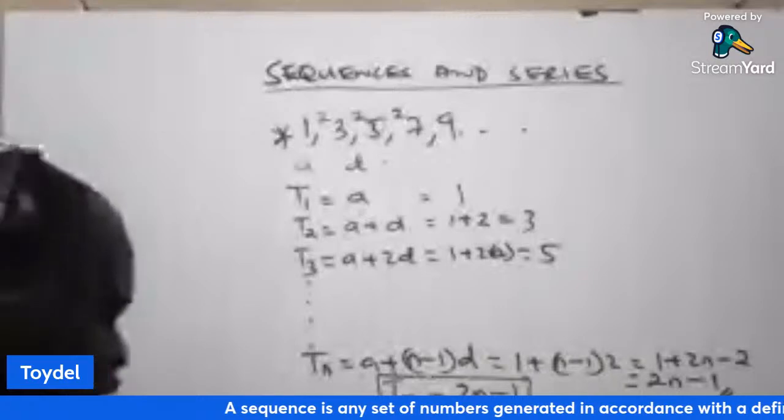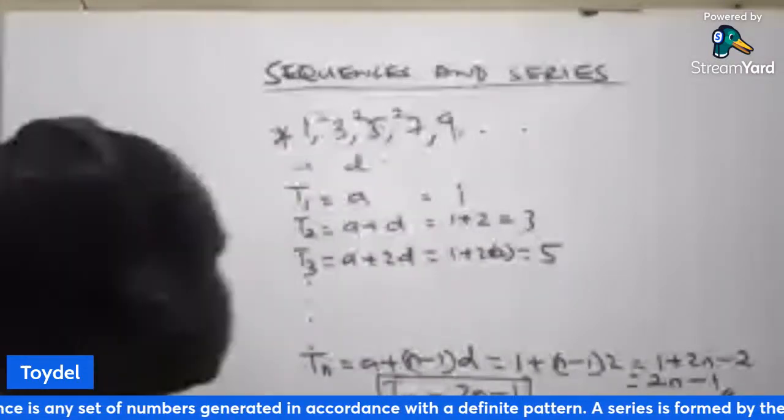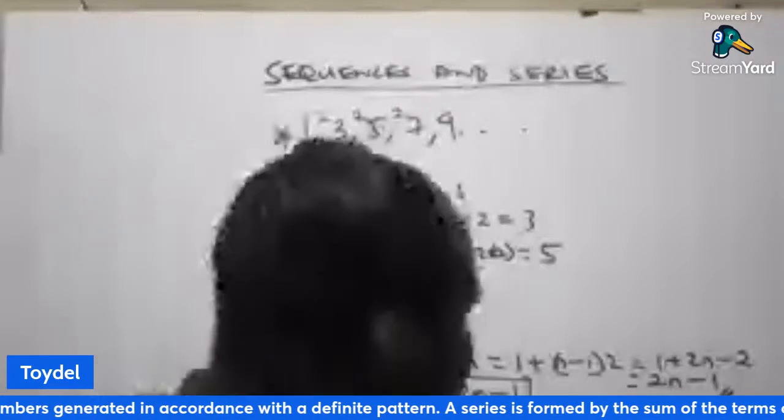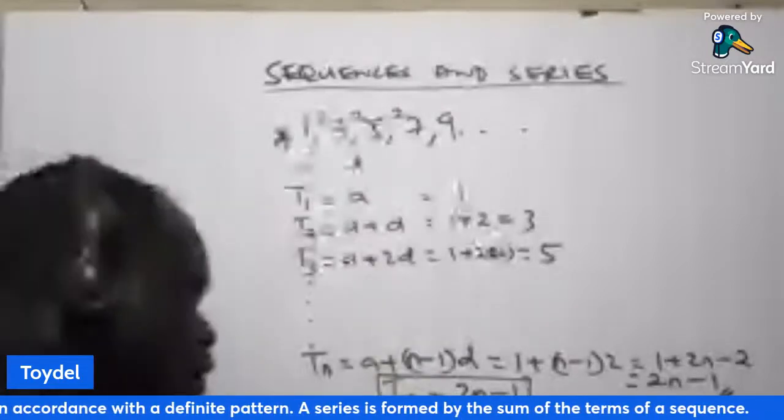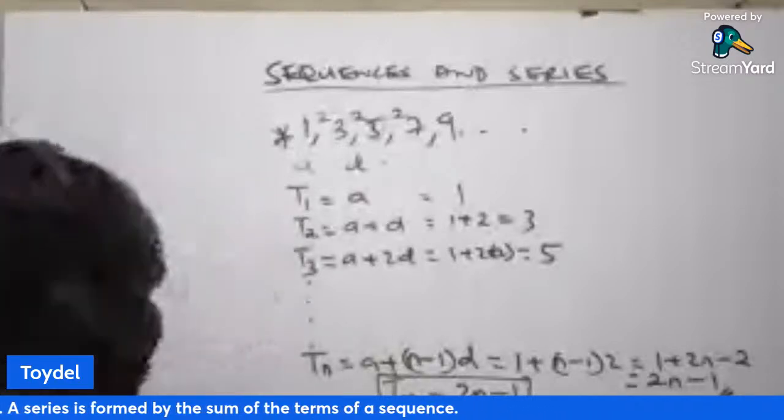So under arithmetic progression, we deal with addition and subtraction. If I want to know the next term, I will keep adding. And if I want to know the common difference, I will subtract the first from the second or the second from the third, and in that order.